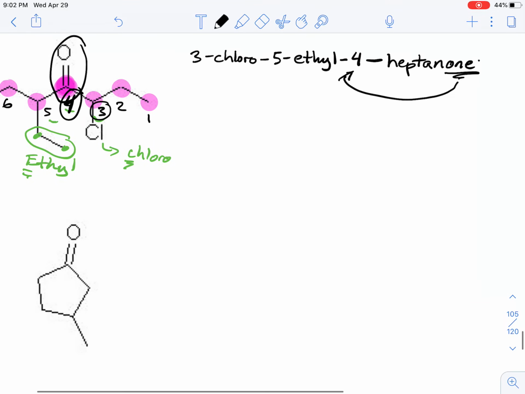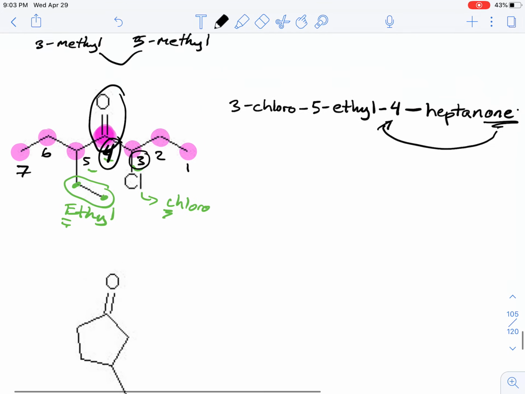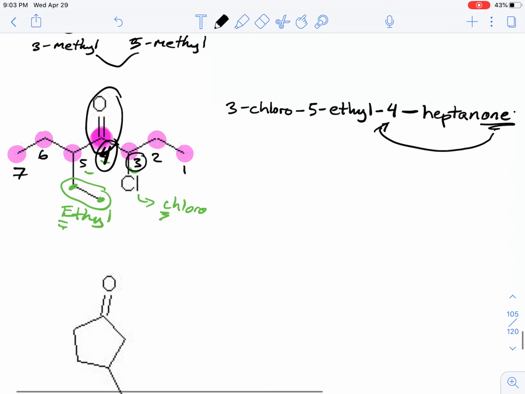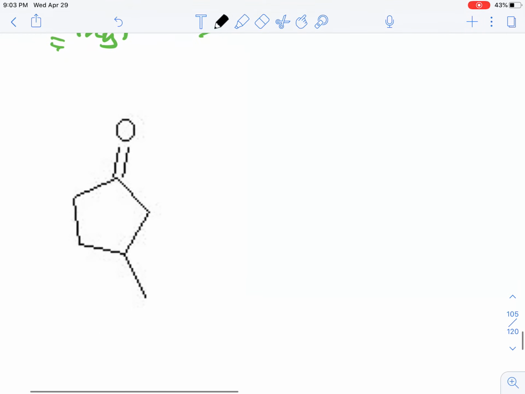All right. So hopefully those two examples give you guys a broader depth of experience when naming these types of complex compounds. All right, so let's go ahead and look at our next example.